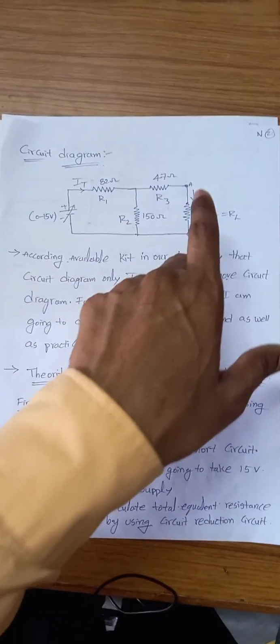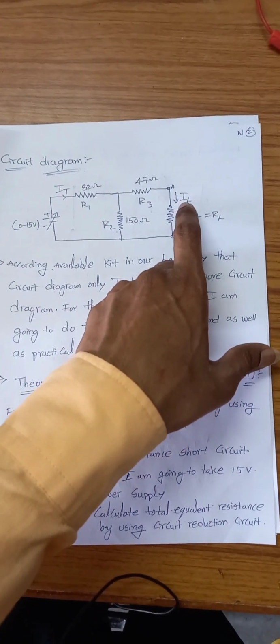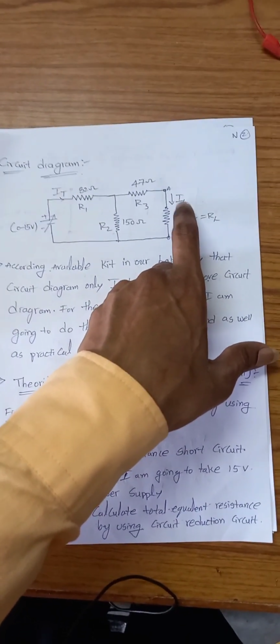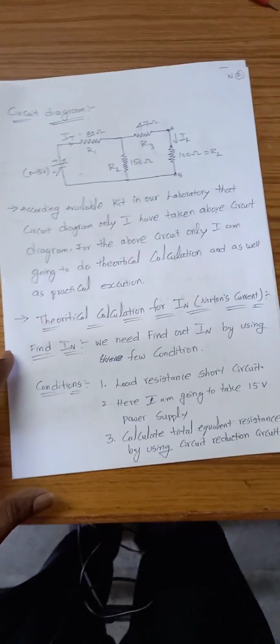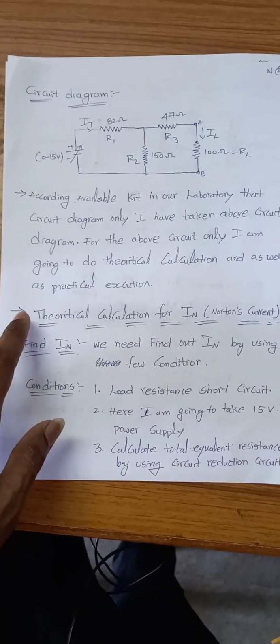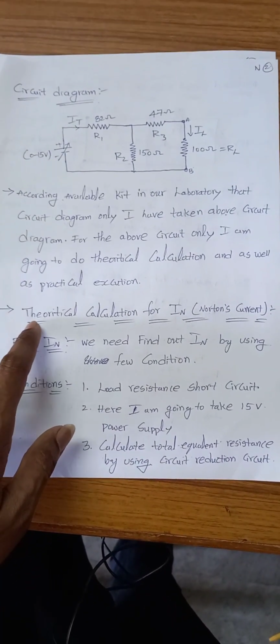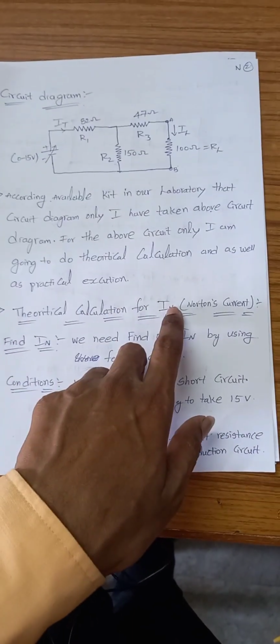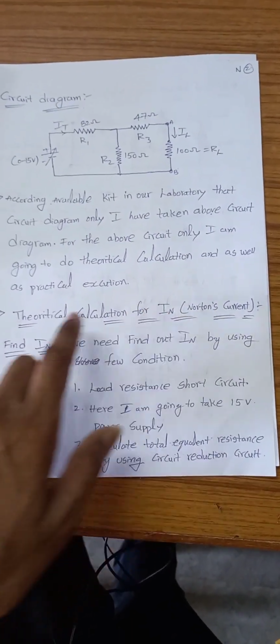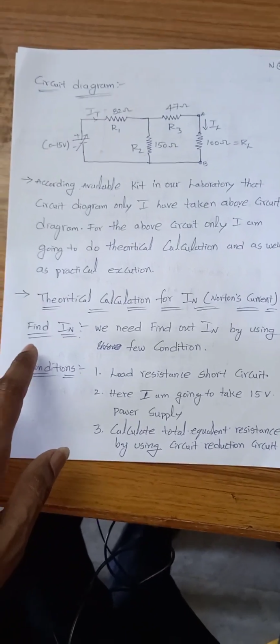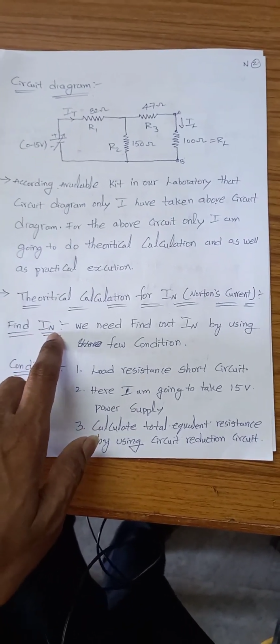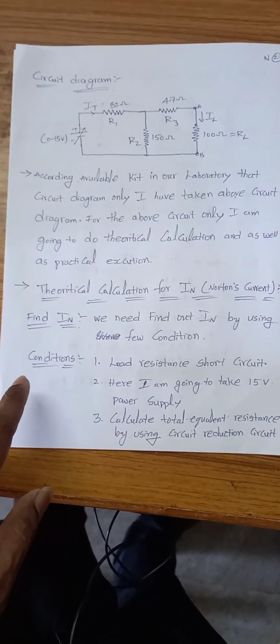Eventually our requirement is to calculate or measure the load current here. Then we are going to do the theoretical calculation. First we are going to calculate the IN current, the Norton's current, theoretical calculations. To find the IN current we have some conditions.